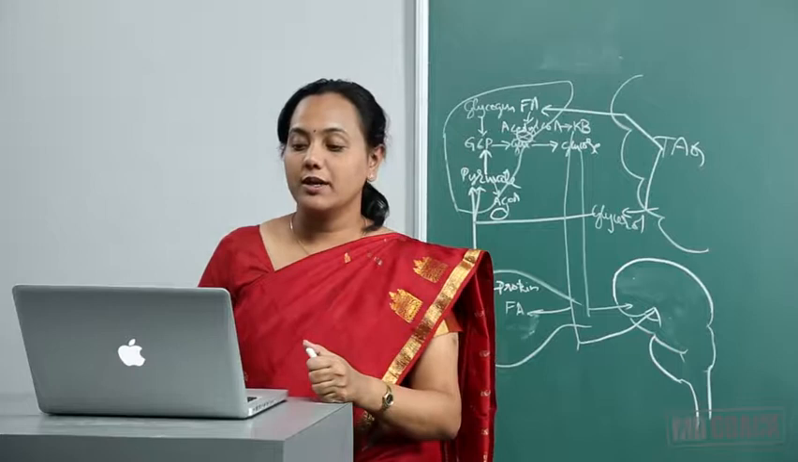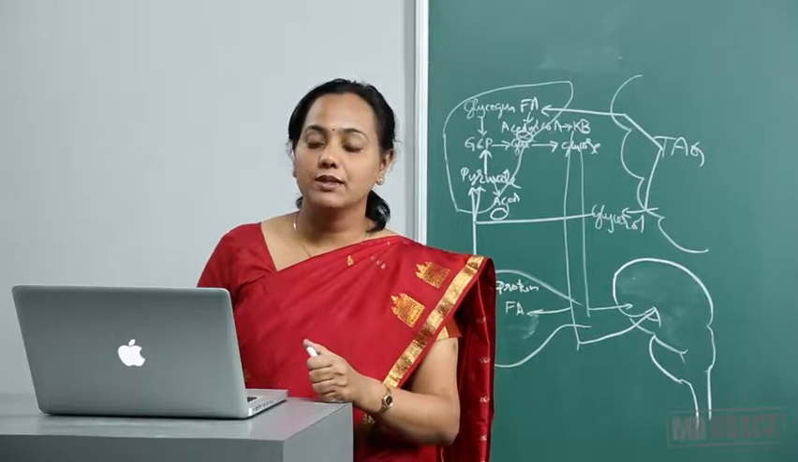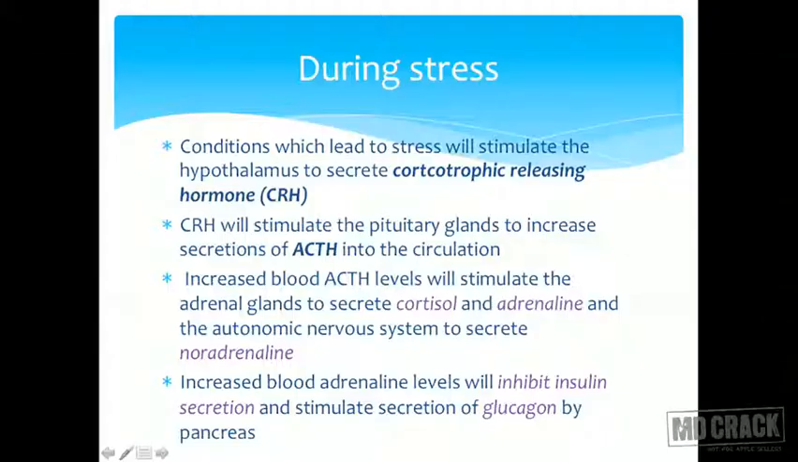What are the hormonal and metabolic changes that are happening during stress? Now, conditions which lead to stress will stimulate the hypothalamus to release CRH, corticotropin releasing hormone. CRH will stimulate the pituitary gland to increase the secretion of ACTH. And ACTH will stimulate the adrenal glands to secrete cortisol and adrenaline, and the autonomic nervous system to secrete noradrenaline. Increased blood adrenaline levels will inhibit insulin secretion and stimulate glucagon secretion. So it is the adrenaline which is inhibiting the insulin secretion.